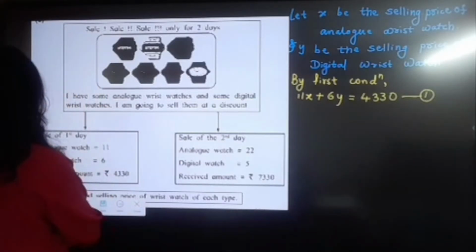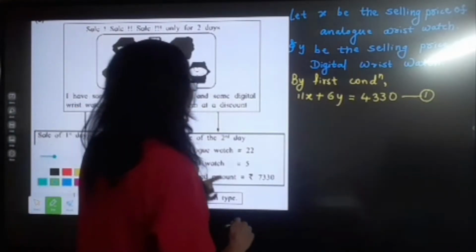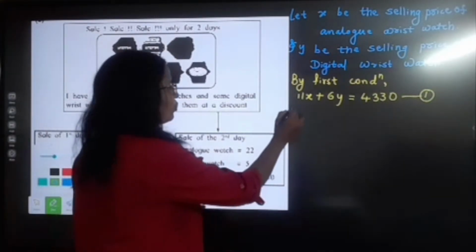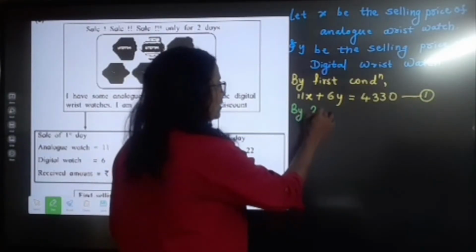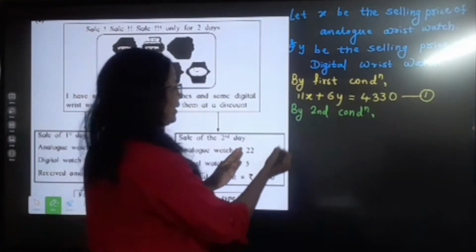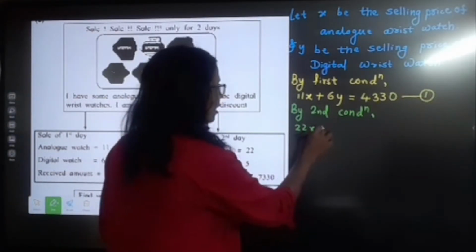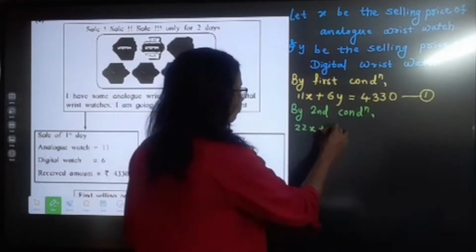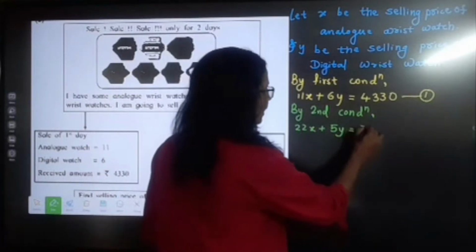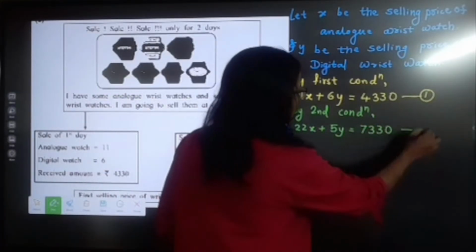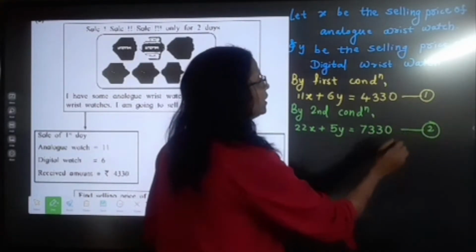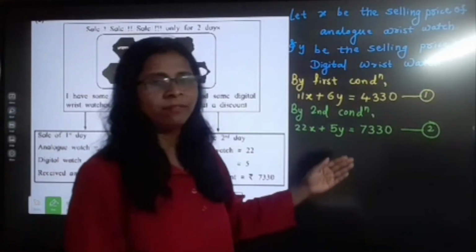Next, by the second condition, that is the sale of the second day, analog watch 22, so 22x, plus digital watch 5, so 5y, is equal to the received amount 7,330. Then it is 22x plus 5y is equal to 7,330, and I call it the second equation.